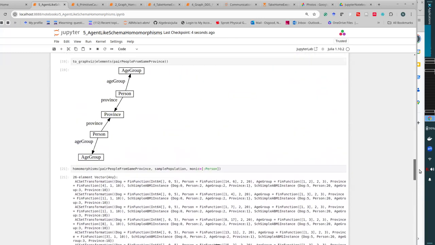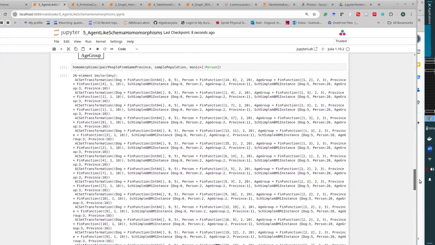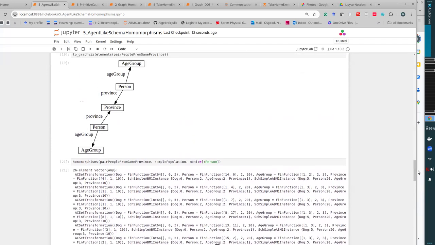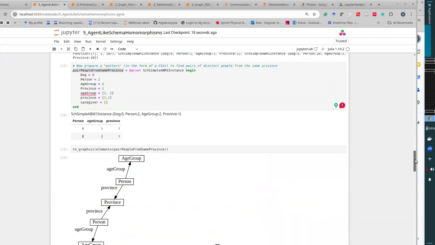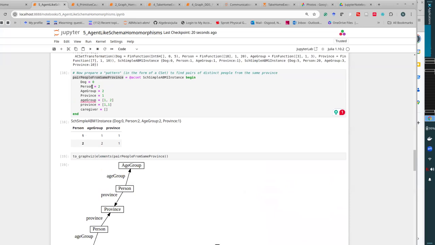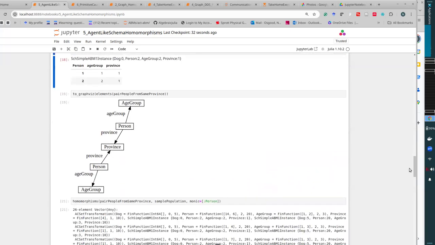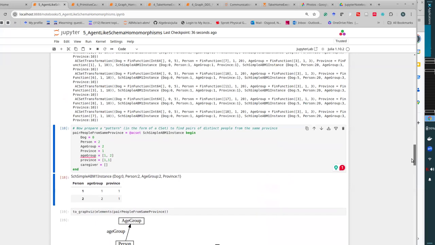Person here is monic. Two people have to map to the same province. Since in the generic, in the representation here, there's two age groups, right? Two age groups, so those can be separate. Yeah, and that's okay. What I wanted to say is we can have them have different age groups. They don't need to have the same age group, but I'm open to them having the same age group.